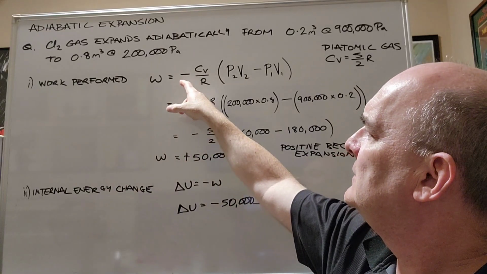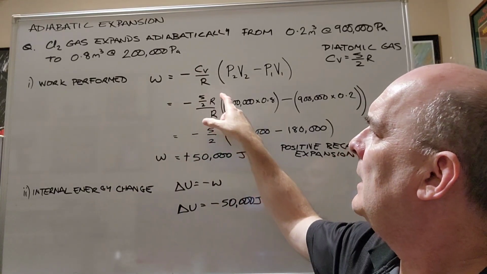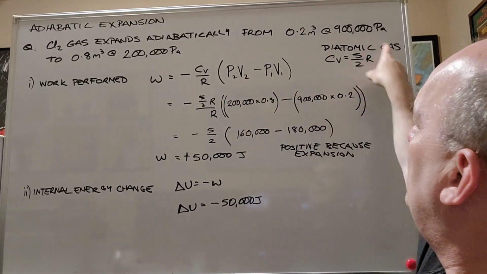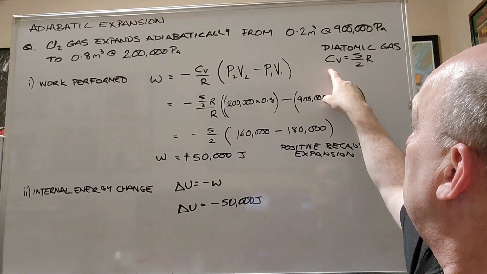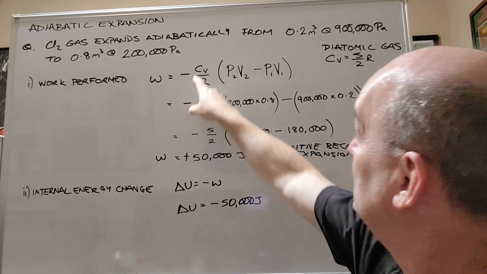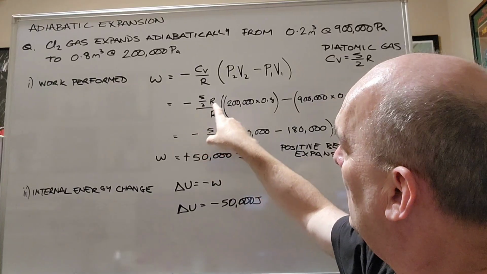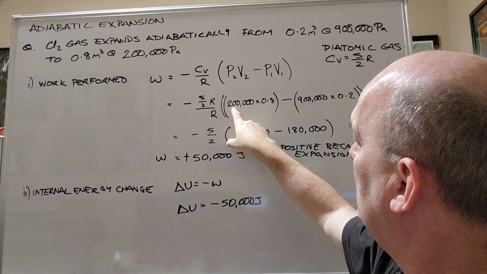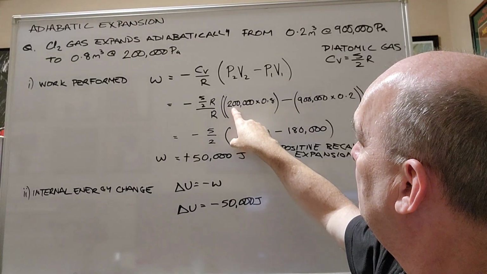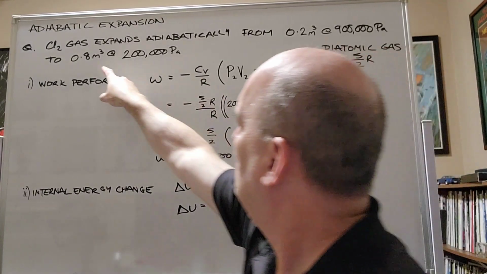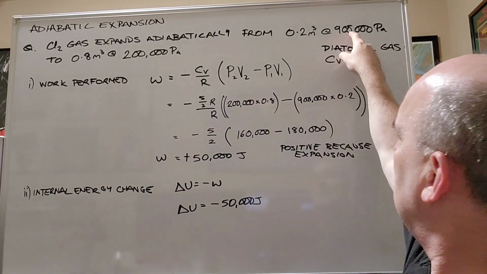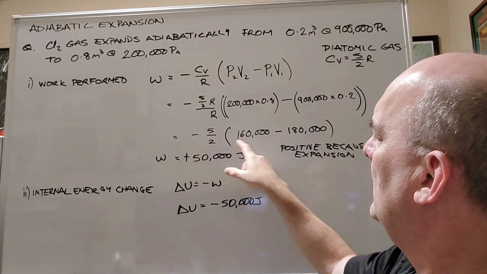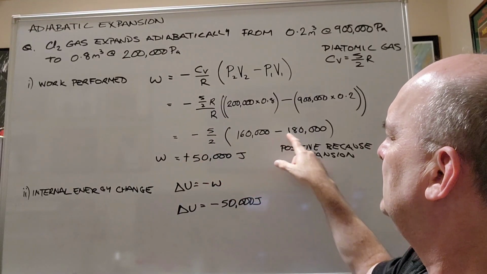Well, W is the negative CV over R of P2V2 minus P1V1. Now, because it's a diatomic gas, CV is 5 over 2R. So we're going to put 5 over 2R in here, and these R's are going to cancel. I'm going to put the end pressure, the end volume, and then subtract from that the initial pressure and the initial volume. So minus 5 over 2 multiplied by 160,000 minus 180,000.